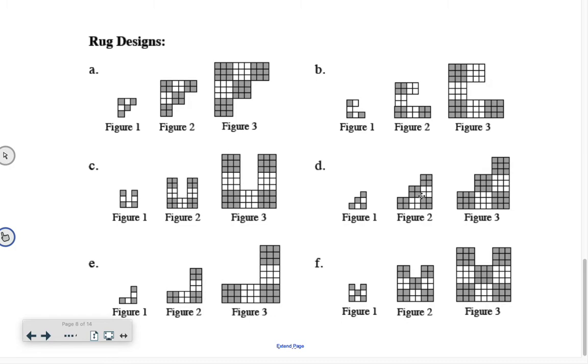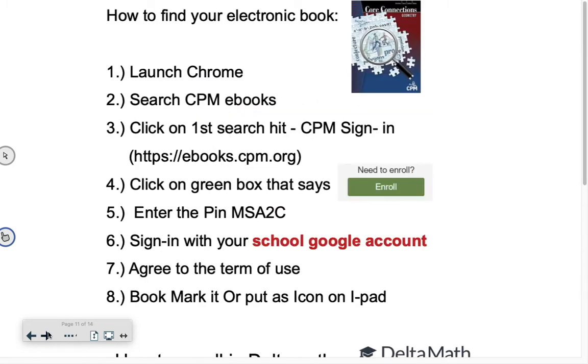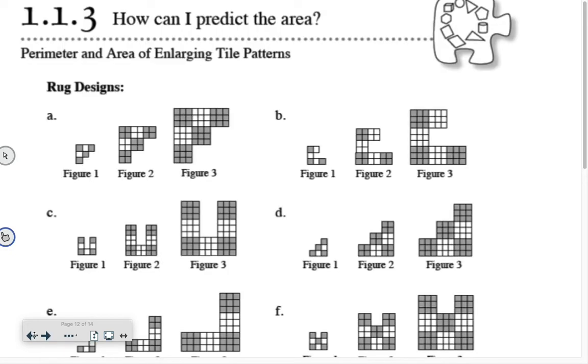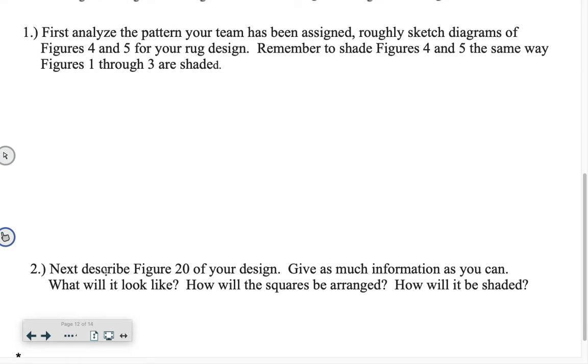If you take a look at number 1 here, notice it says to first analyze the pattern your team is assigned. Roughly sketch the diagrams. You don't need every little square, okay? The last class, they were drawing every single little square. You can sketch it out and just put the dimensions. You can just label it as if there's 4 here or 5 there. You don't have to draw all the squares in, okay?